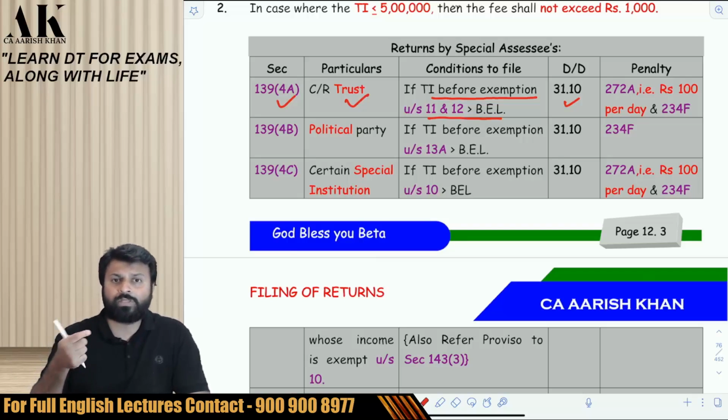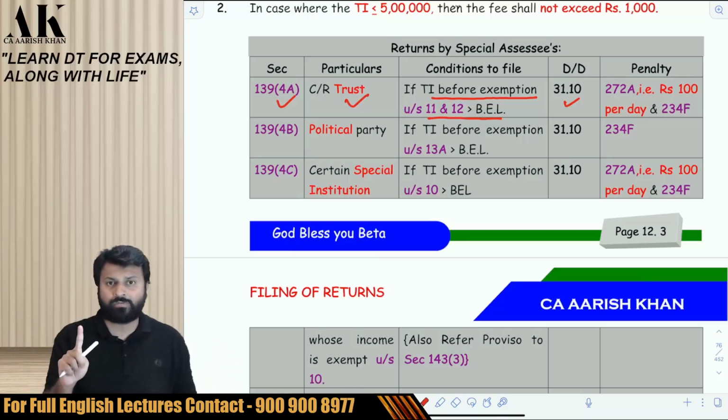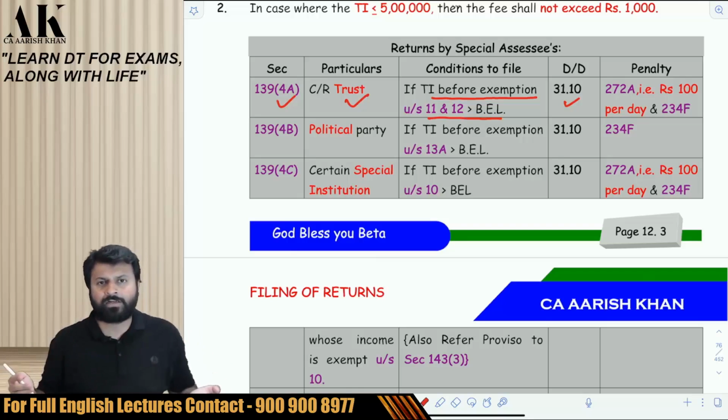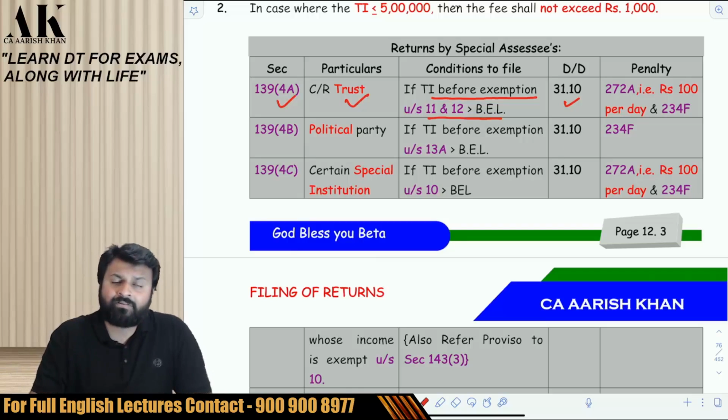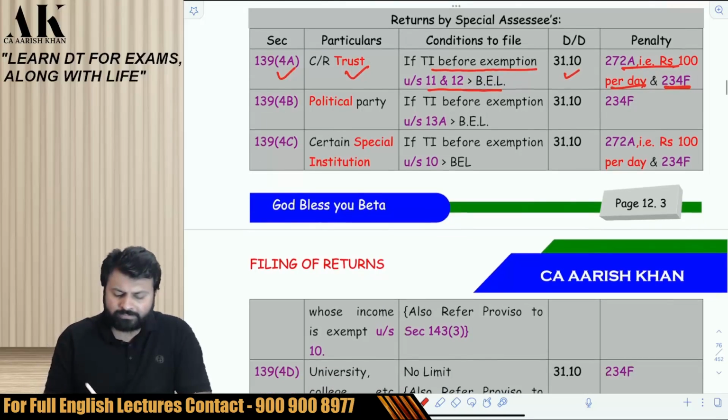There are two consequences which they have to bear. Normal assessees have to bear one consequence, that if a normal assessee does not file the return on time, then the normal assessee has to pay a fee under 234F. But here, the assessee has to pay a fee under 234F and also a penalty of ₹100 per day under 272A. Okay. Next is political party.